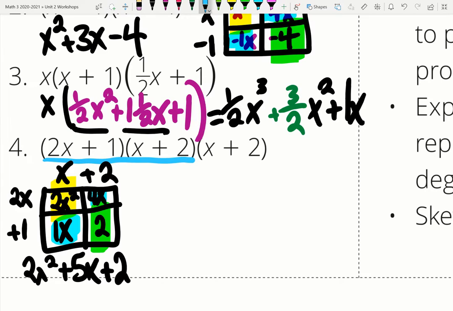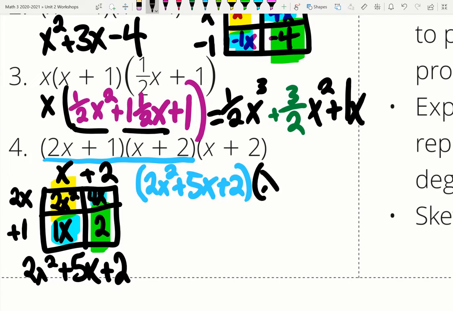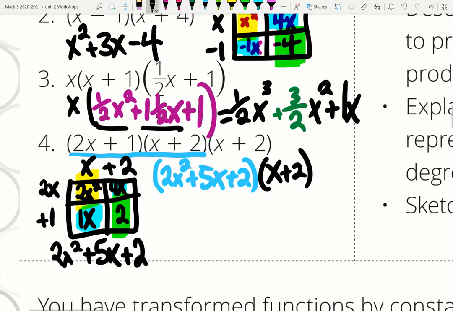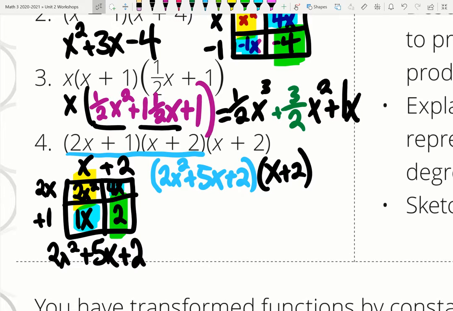So now, what I basically did was I took this expression, 2x squared plus 5x plus 2, and now I need to multiply it by x plus 2. If I wanted to show off my area model here, I can do it again.